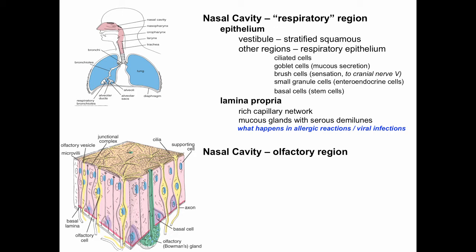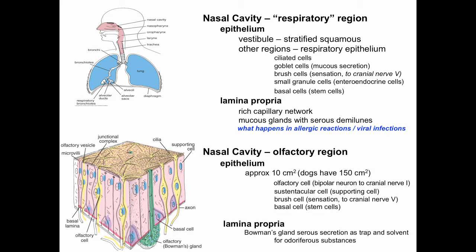The lamina propria in the respiratory region has a very rich capillary network. There are mucus glands, lots of mucus glands with serous demilunes, and I don't need to remind any of you what happens to the mucus in the nasal cavity in allergic reactions or in various viral infections. And then the nasal cavity also has an olfactory region, and this is interesting.